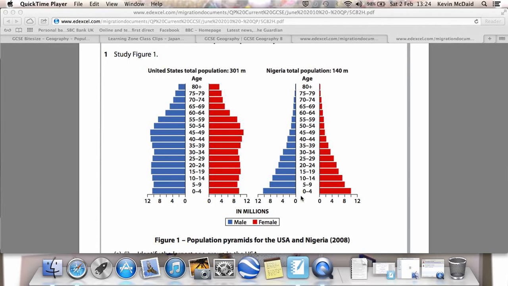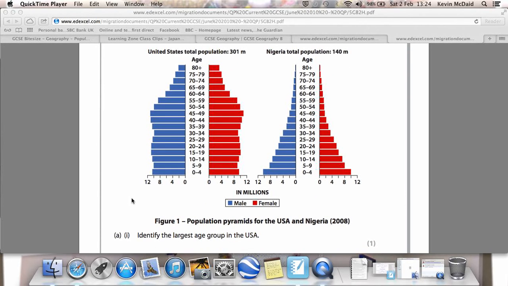These 2 population pyramids are in millions. Some population pyramids are given as percentages. So we have males on the left, females on the right, all the different age groups up in the middle. So United States and Nigeria, identify the largest age group in the USA. So it's basically just the age group with the widest bars. In this case, 45 to 49 is the biggest age group in the USA.